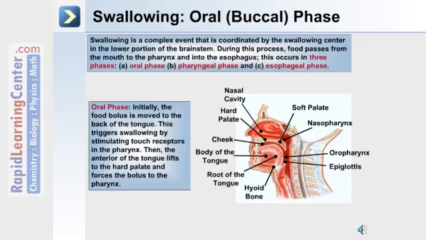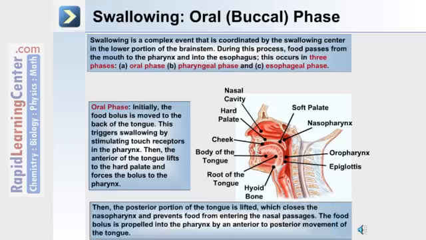Initially, the food bolus is moved to the back of the tongue. When this happens, it triggers stimulating touch receptors in the pharynx. Next, the anterior of the tongue lifts to the hard palate and forces the bolus into the pharynx. Following that, the posterior portion of the tongue is lifted, which closes the nasopharynx in preparation for swallowing. This prevents food from entering the nasal passages. Finally, the food bolus is propelled to the pharynx by an anterior to posterior movement of the tongue.